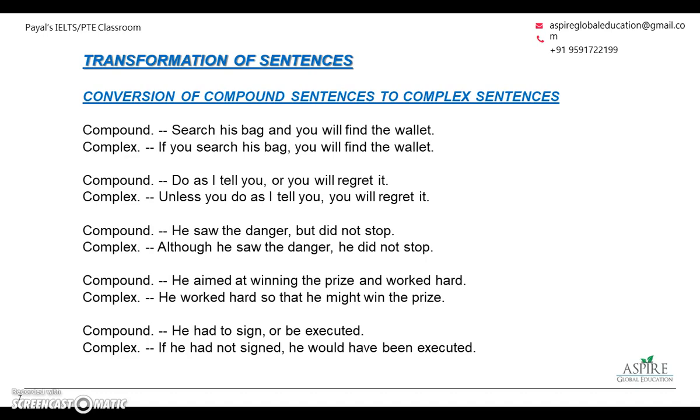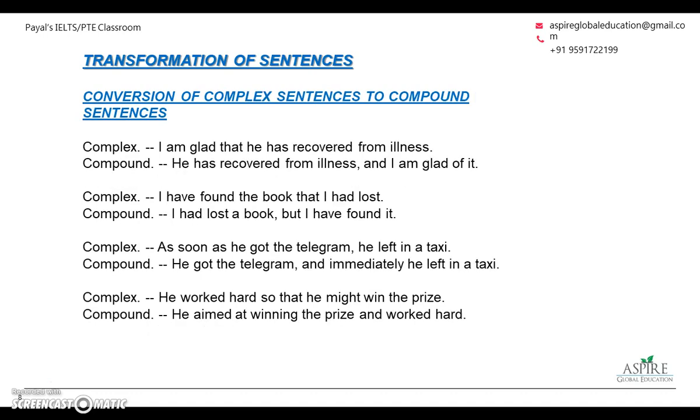So now the next sentence is: he had to sign or be executed. Now I can change it to a conditional sentence easily. If he had not signed, he would have been executed. I hope you're getting the concepts of all these different kinds of sentences clear, and how to change one form into another to create that variety in your writing and variety in your speaking.